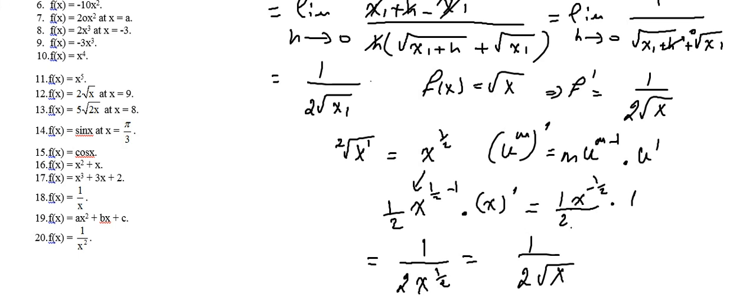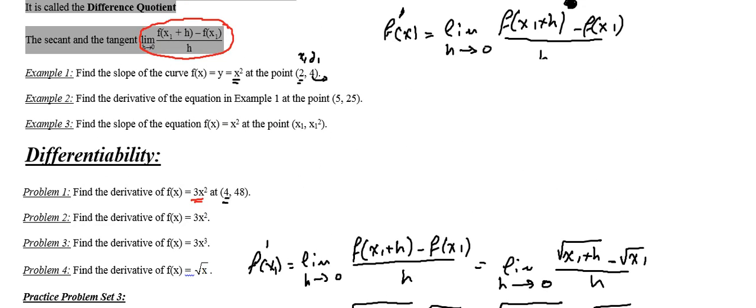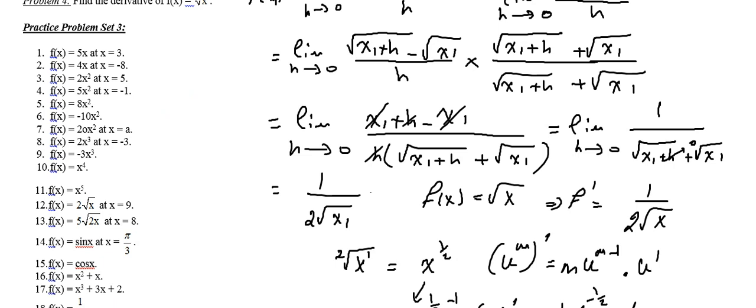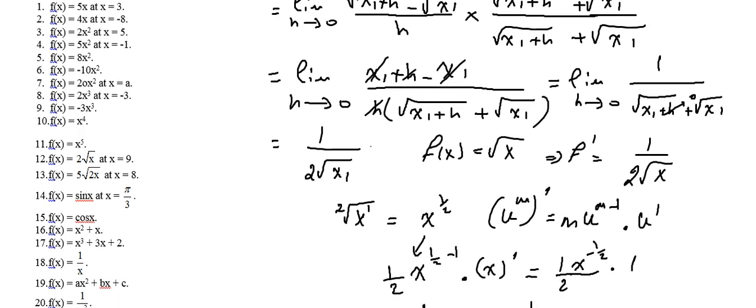Let's start with the exercises now. First exercise, we have to find the derivative of f of x equal 5x at x equal 3. All right, let me do it down. Number one is f of x equal 5x.